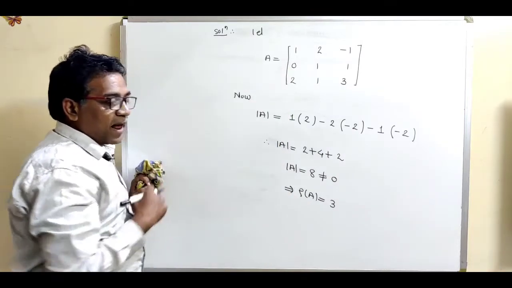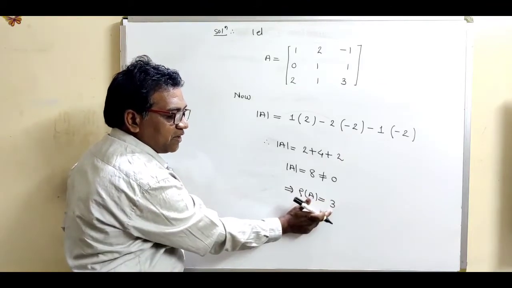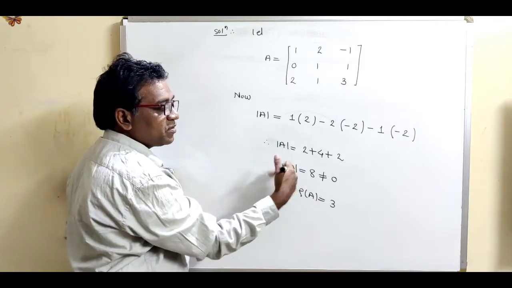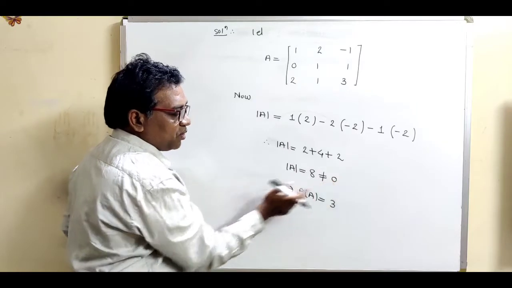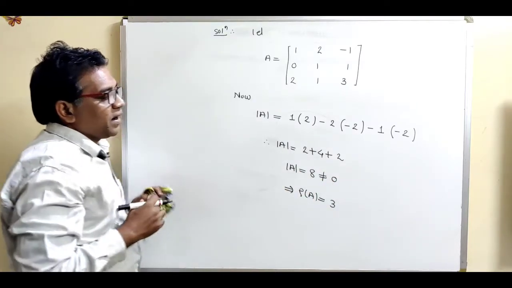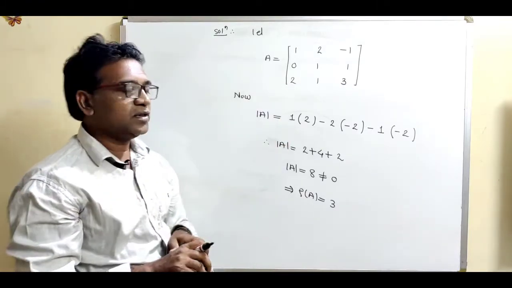So see how to get the rank of the matrix. Rank of the matrix is equal to 3 means that the determinant of order 3 by 3 is not equal to 0. If the determinant is non-zero, then and only then we can take its rank. So see what is the rank of the matrix. We have found the rank of the matrix is equal to 3.